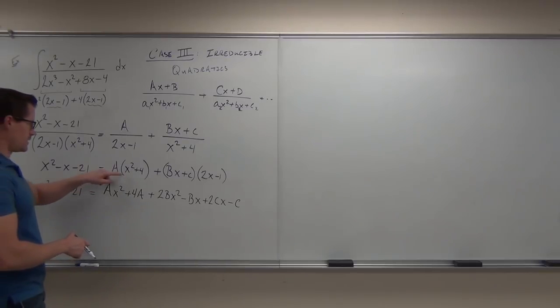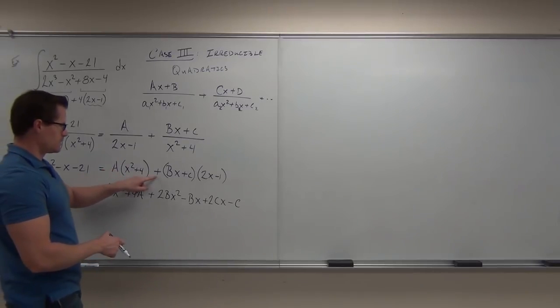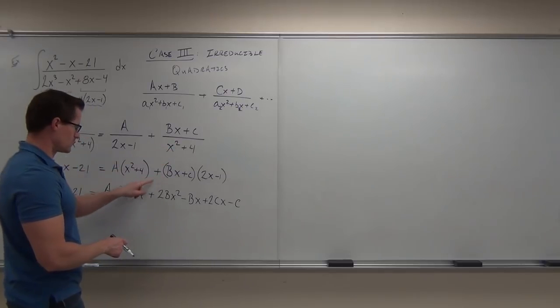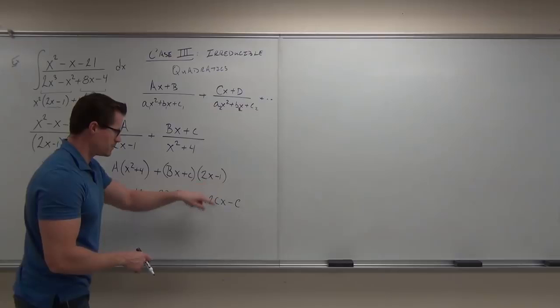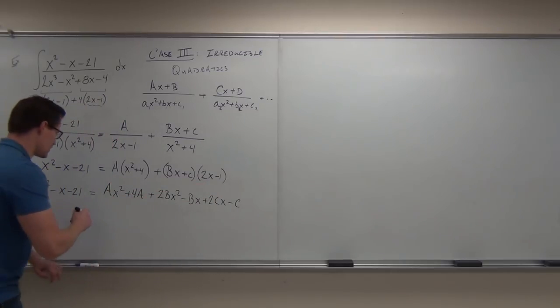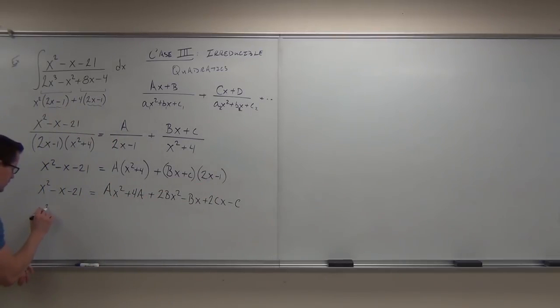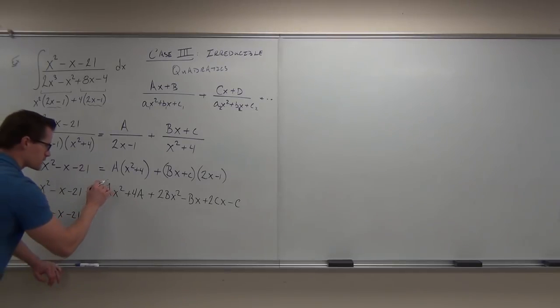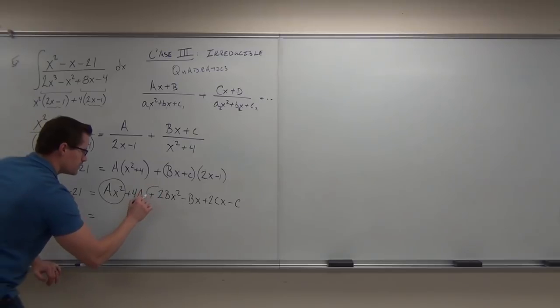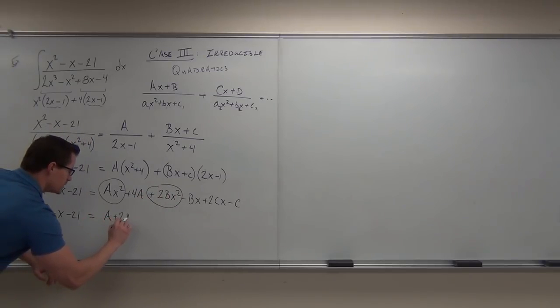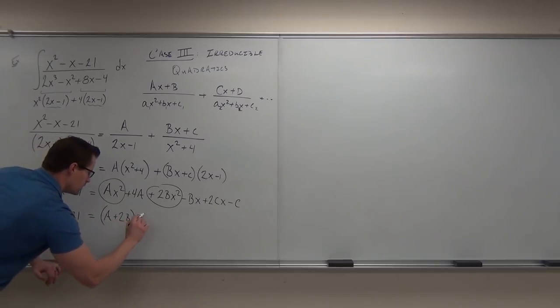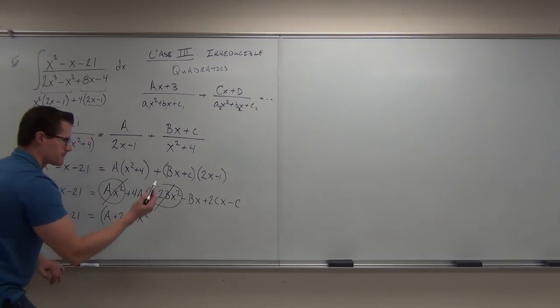Make sure I got that. x squared plus 4x. 2bx squared minus bx plus 2cx. Did you get the same thing? Yes. Collect your terms. I see a couple x squareds. So I'm going to have a plus 2b x squared. Collect some x's.